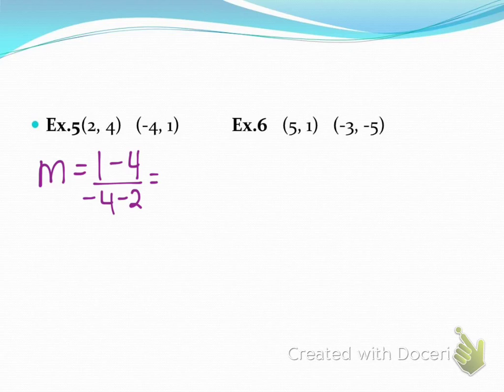What's 1 minus 4? 3. Positive or negative? Negative 3 over 6. Positive or negative? Try again. Negative 6. Alright, a negative over a negative is going to reduce to be a positive. 3 over 6 reduces to be 1 over 2. So we should use a positive 1/2 as our slope.